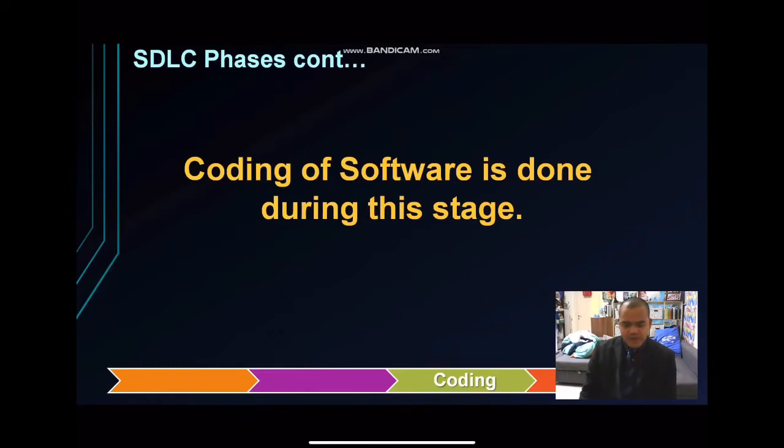Coding of software is done during this stage. Coding of software in the system is the pseudocode: log in into the system. Start up system, enter username and password, on clicking the login button, connection to the database. You can add a user, new user, apply for requests.